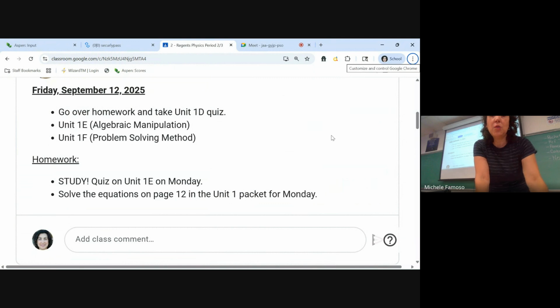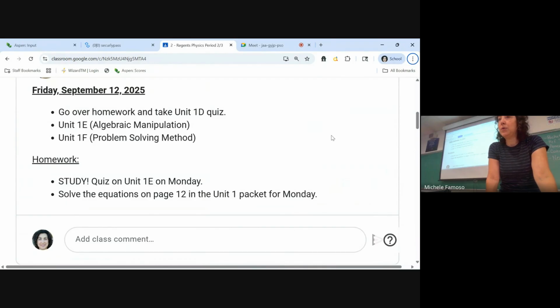Okay, so your homework for Monday is page 12 in your packet. You can make a note of that. I'm asking you to algebraically solve the equations that are listed on that page. There's plenty of room for you to do that on the page. You're not going to do it in your notes. You're going to do it on the page. And I want you to show your steps to get to the final solutions.